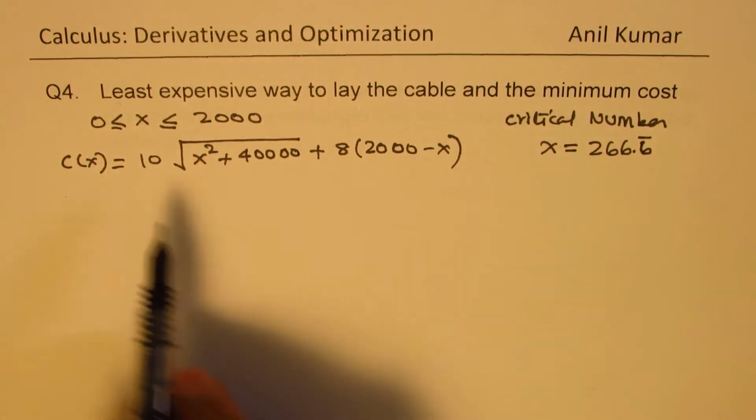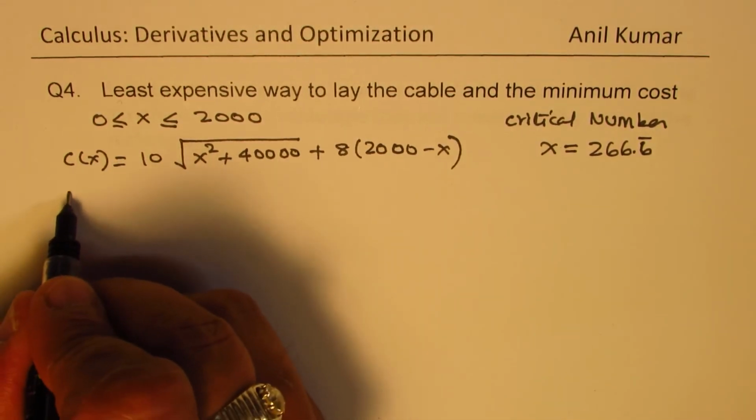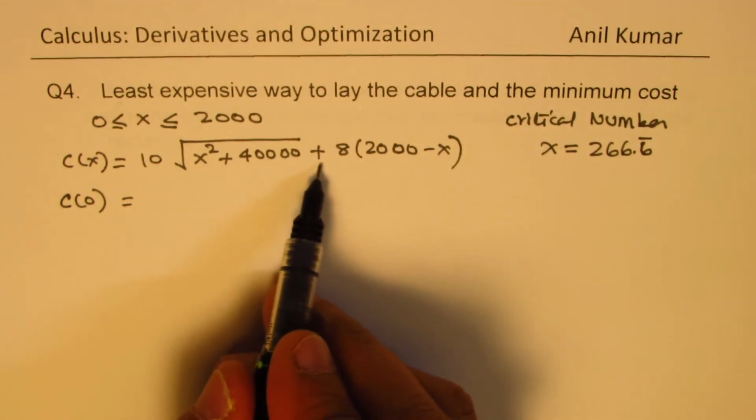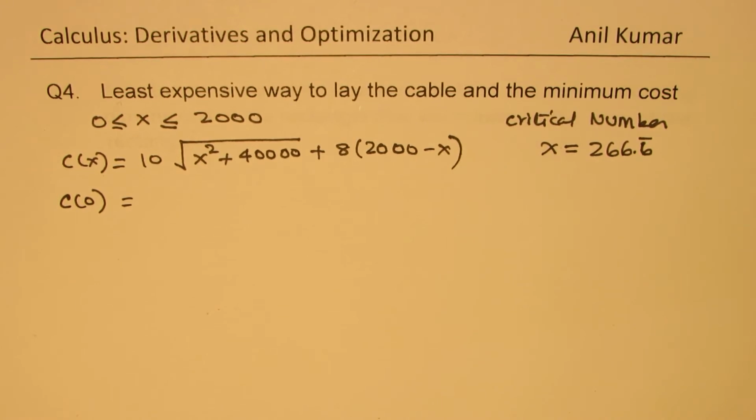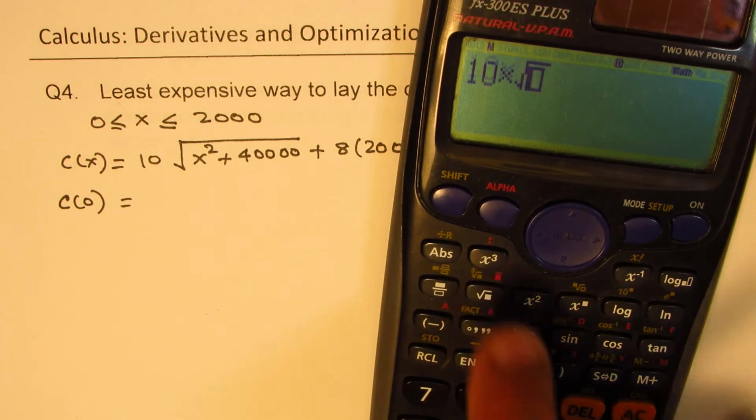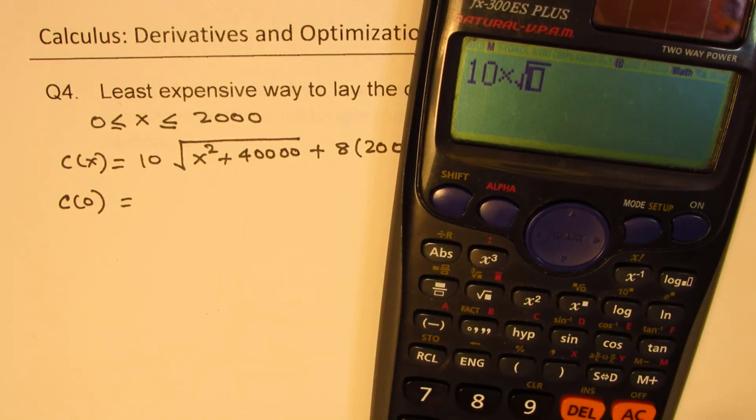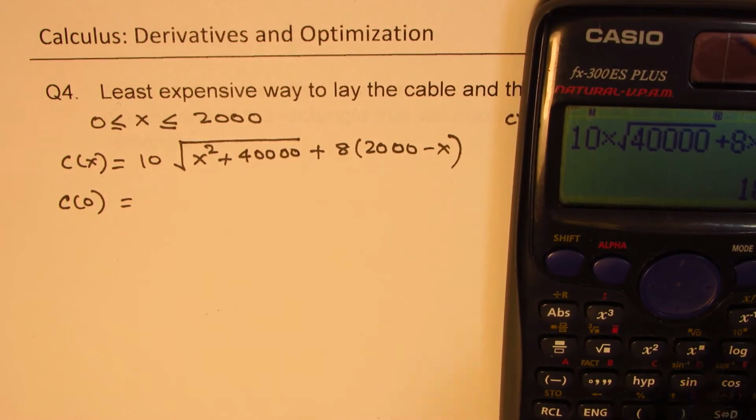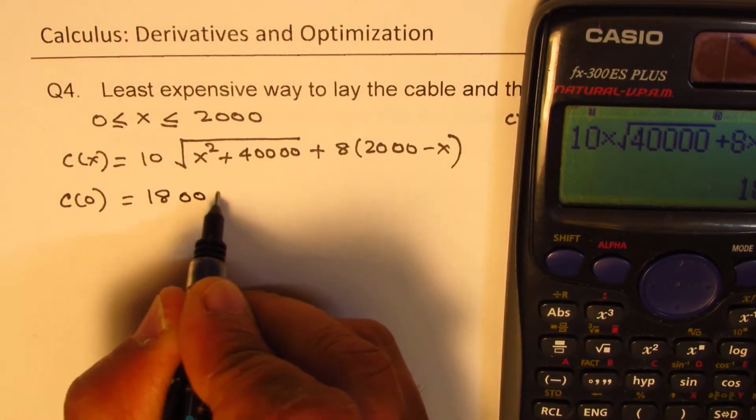So let's find the cost for all these values, right? So we could have C(0). Substituting 0 here, we can calculate the cost. How much do we get? So we get 10 times the square root of 400 plus 8 times 2000, right? So that is, if we go straight, we get 18,000 as the cost.